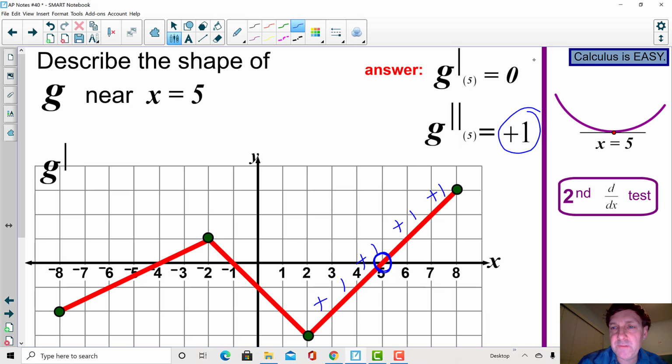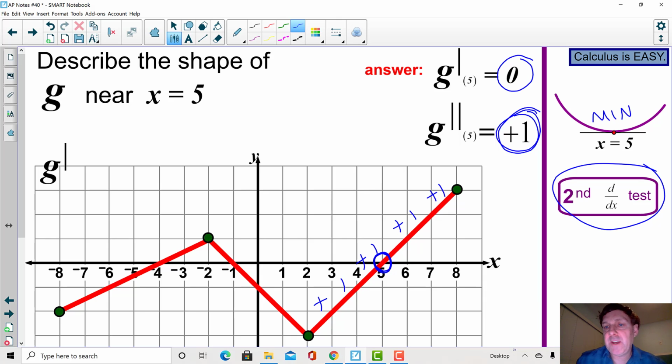So when your first derivative is 0 and your second derivative is positive, according to the second derivative test, you're going to have a minimum value at that spot. Again, the second derivative being positive means you're concave up, and the first derivative equals 0 means you have a horizontal tangent line there. And so that's the reason why you would have a relative minimum at that spot, according to the second derivative test.